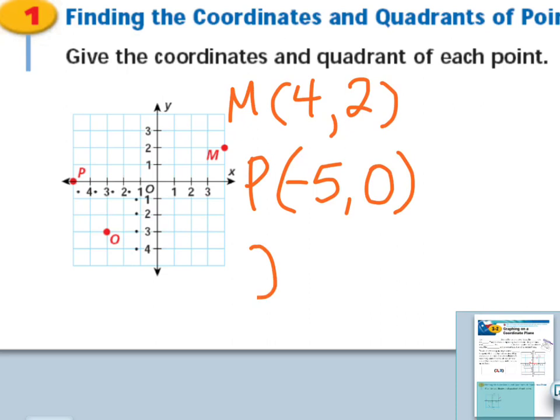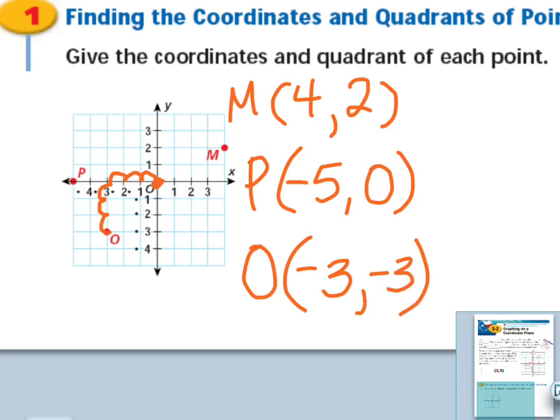Let's do O now. So we're going to start with the origin. We're going to go back, so we know it's going to be a negative 1, 2, 3. And then we're going to go down, so that's a negative 1, 2, 3. So our coordinate point then would be a negative 3, negative 3.